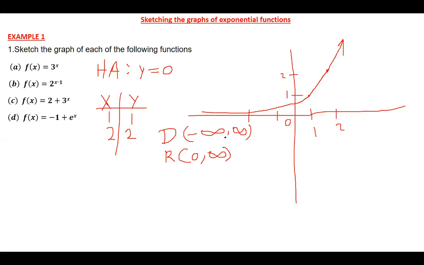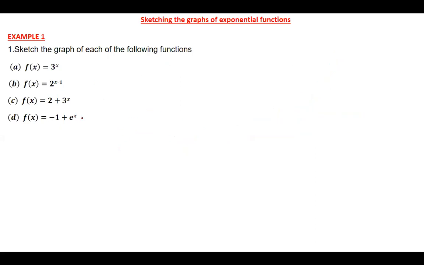So to proceed, we move on to this question here. The horizontal asymptote in this question is nothing but y is equal to 2. You just get this number there. Y is equal to 2. And then what you do is you draw the table of values there.